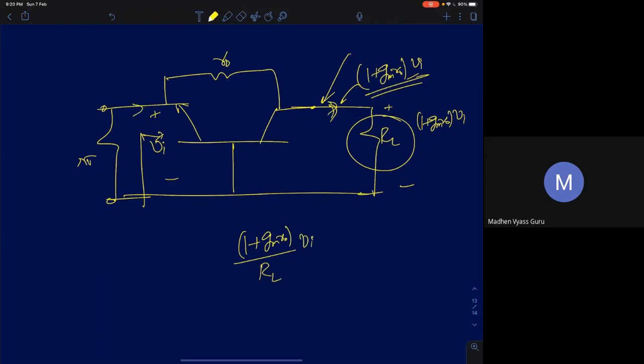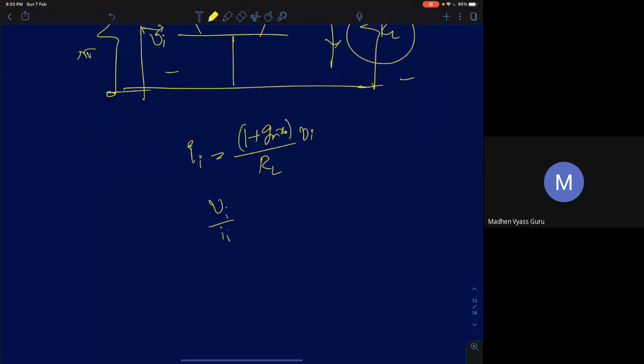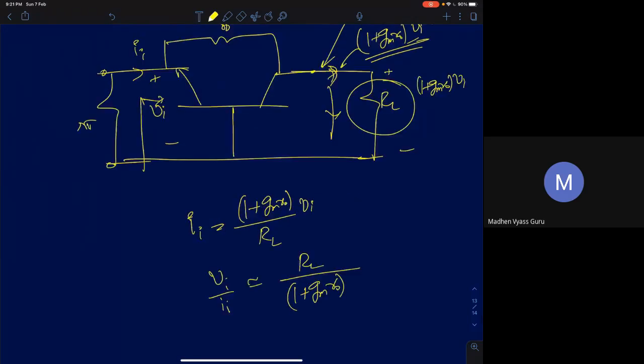And what is this input current here? Is it not the same as the current through the load resistance? So this is your II itself. The input current that is being drawn is the same as the load current. So the ratio of Vi by II is approximately RL by 1 plus Gm R naught. Whatever load resistance you connect at the output gets divided, and the input sees a reduced version of that load resistance, RL divided by 1 plus Gm R naught.